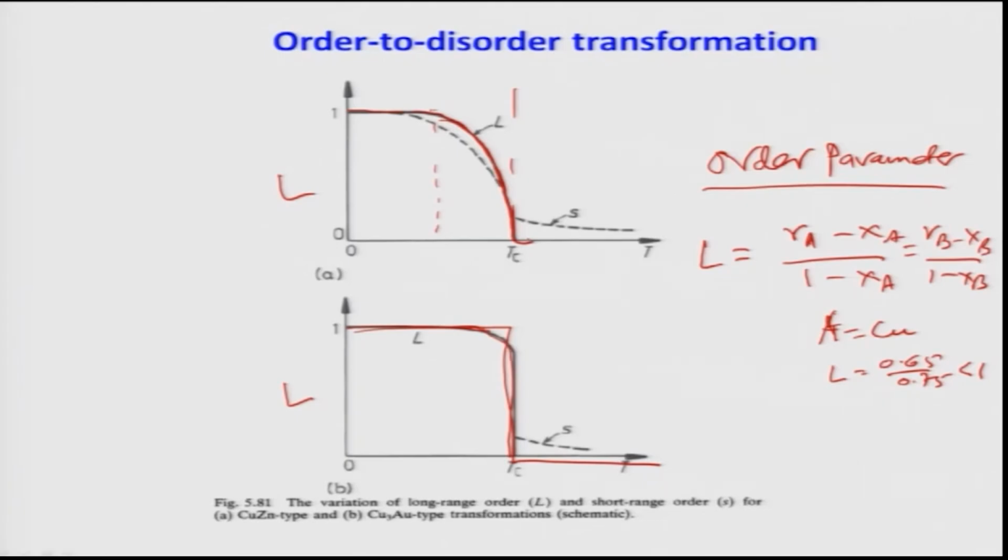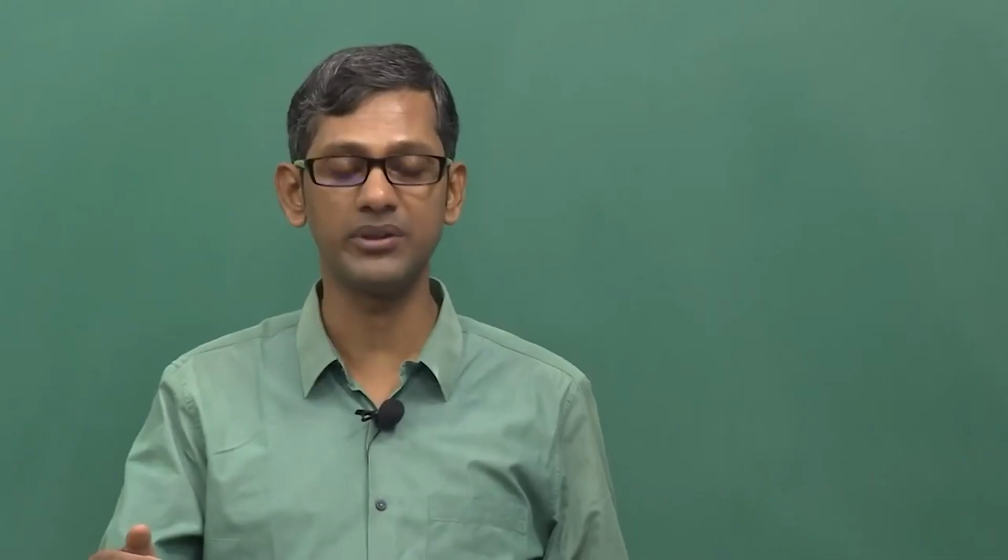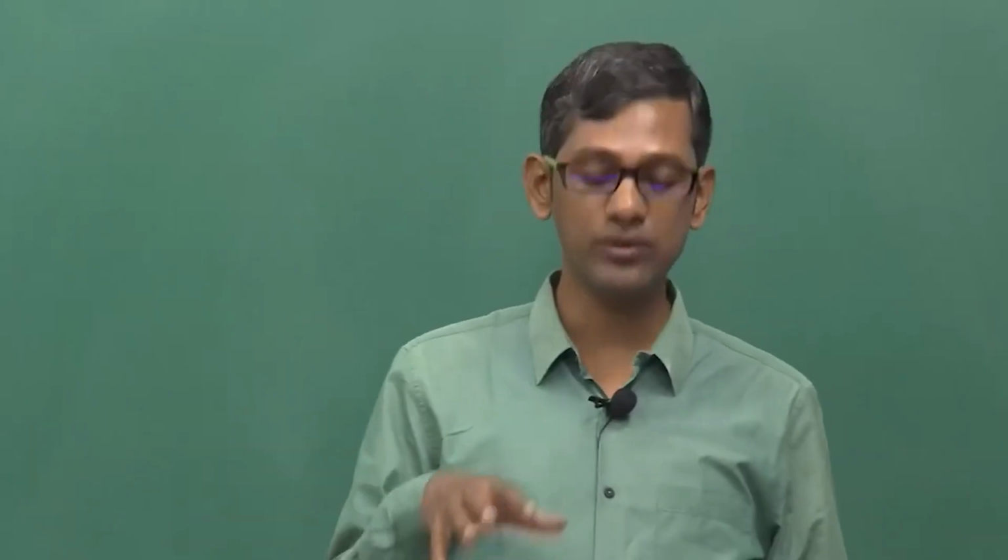Remember, in the second order ordering transformations, latent heat is continuous across the ordering transformation. So, by simply doing experiments in DSC and others, we cannot detect such transformations. The first order ordering transformation or any other first order transformation can be detected by using DSC, because heat evolution is discontinuous.